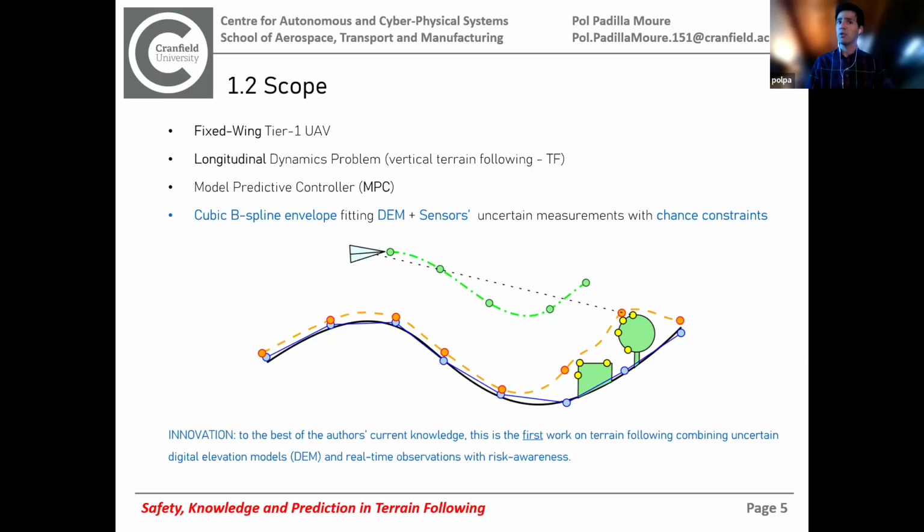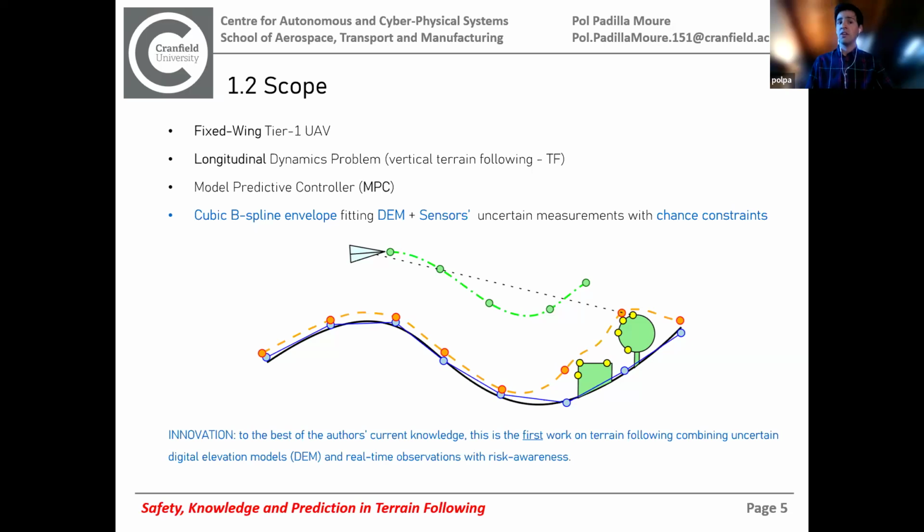We are going to be using model predictive control. That's for the prediction stage to handle the nonlinear dynamics. And the first part is that we are using a cubic basis spline envelope to combine the digital elevation model and the sensor measurements that we are performing online. We do so in a risk-aware manner because, as I said before, you might not trust those measurements a lot, so we are implementing chance constraints at the same time to combine this data.